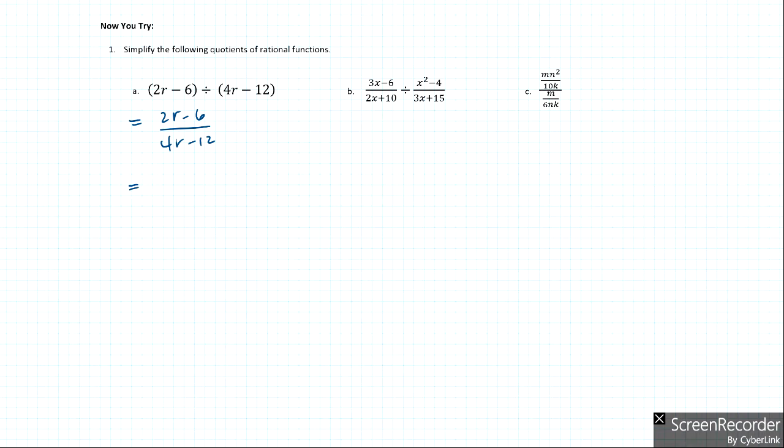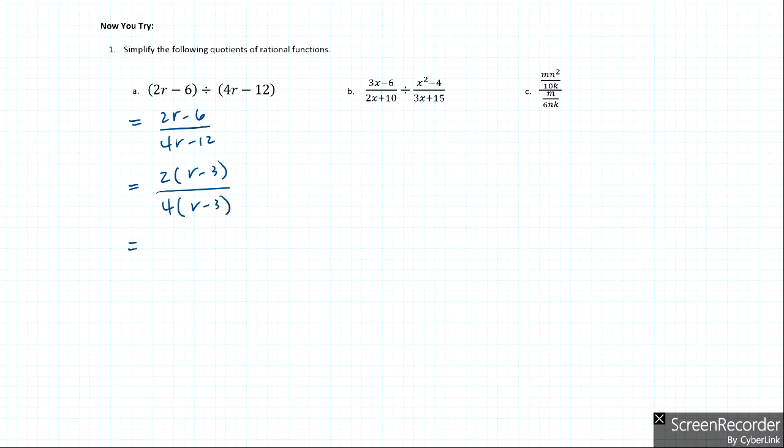Now we have two linear expressions on top and bottom of this rational function, and they both have some GCF we can factor out. On top, the GCF is 2. Once we factor that out, that leaves us with r minus 3, and on the bottom we have a factor of 4 that we can take out, and that leaves us r minus 3.